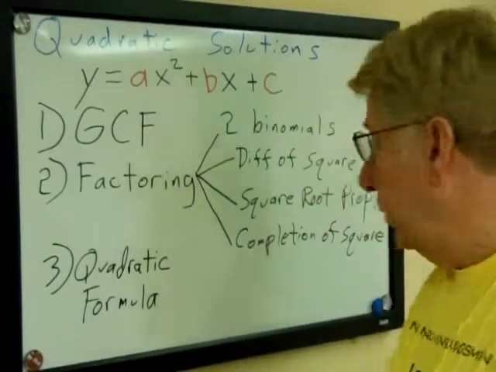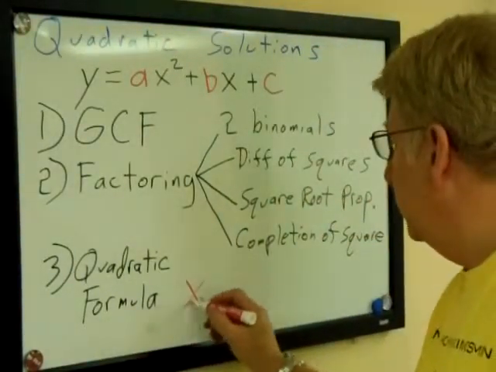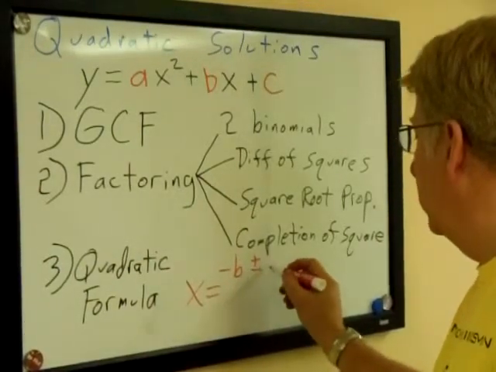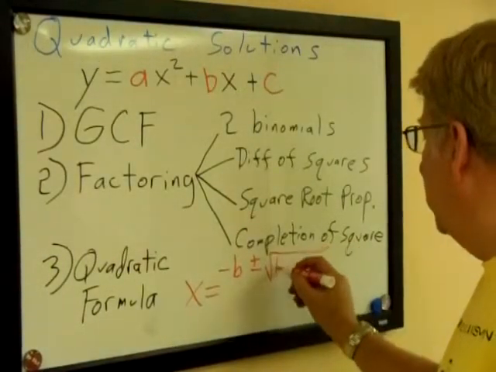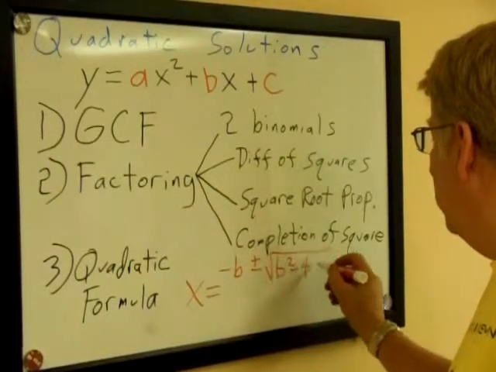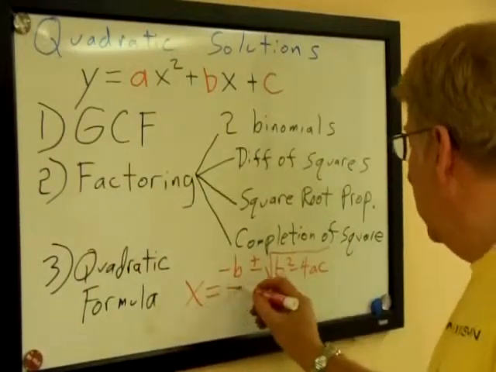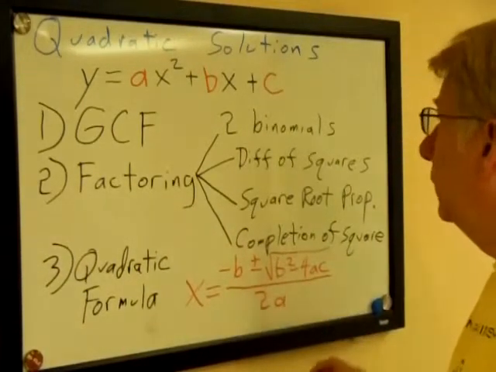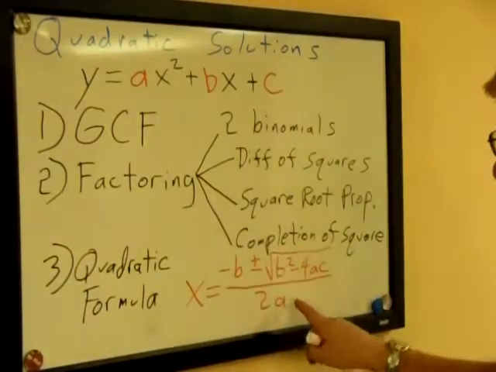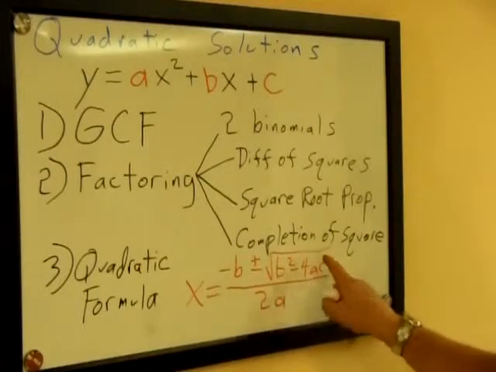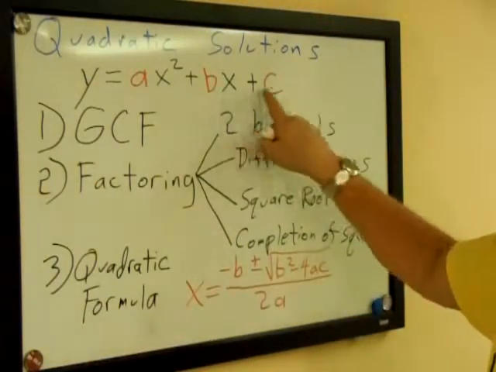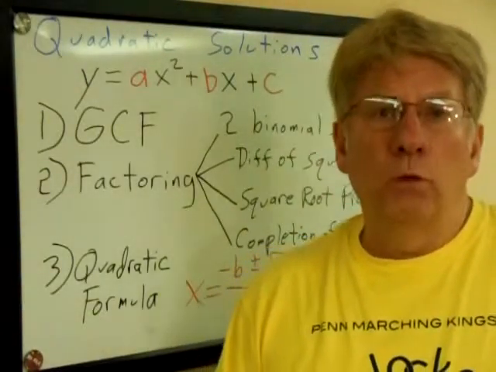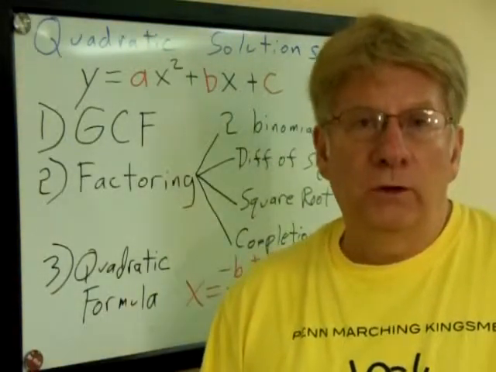The quadratic formula is x equals minus b plus or minus the square root of b squared minus 4ac, that entire expression divided by 2a. And you see we have a, b, and c in this expression. It comes from these coefficients. So there you have it. There's an overview of approaches we can take to factor a quadratic.